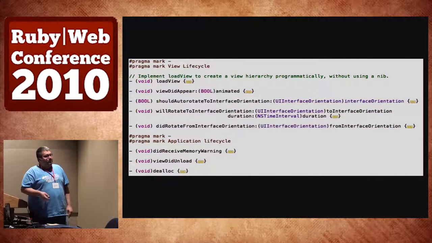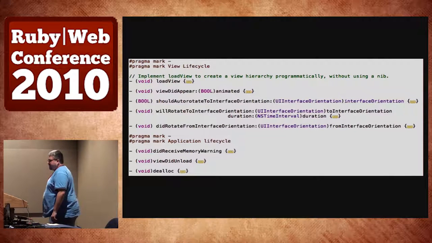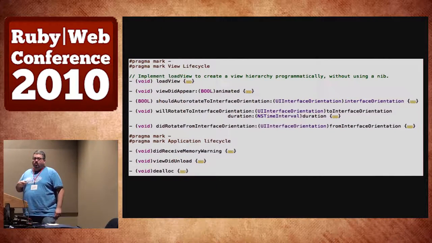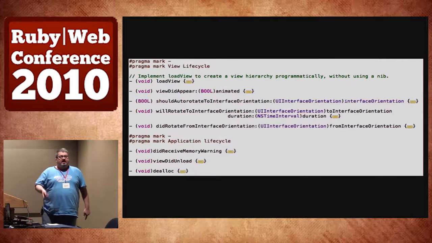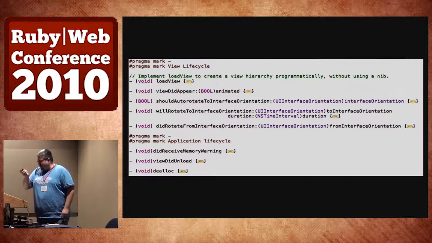And then, of course, I can go down more at the system level and say, I want to know when there's a memory problem. When the view is unloading, I want to know when the controller is being deallocated, so that way the controller can clean up after itself, too. And again, forward referencing, we'll talk about it.